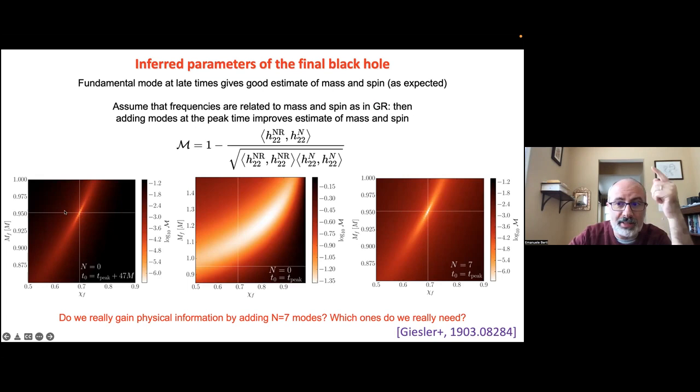However, if you try to fit a single mode at the peak, you get a value of the mass and the spin that is in disagreement with the data. And they argue that by adding seven modes, you can get excellent agreement at the peak again. Now, the question is whether you really need to add seven modes, or you could add much less and get the same level of agreement.